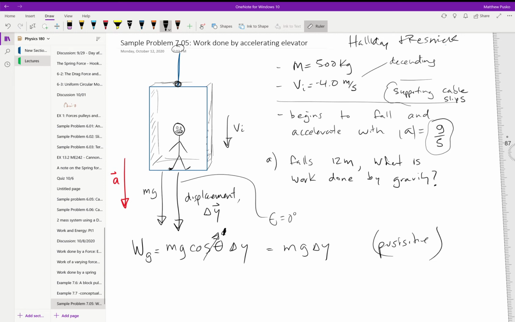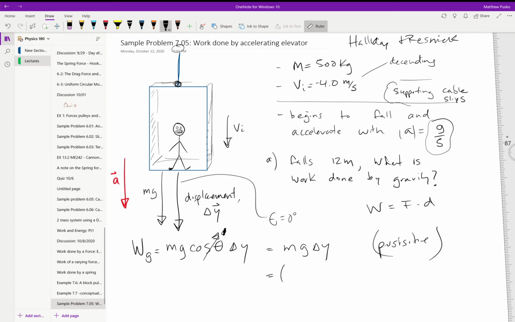And why? Our work definition is F times the displacement. If they're in the same direction, it's positive work. So if I was lifting the elevator, this would be negative. But since the elevator is going down, we end up with a positive.